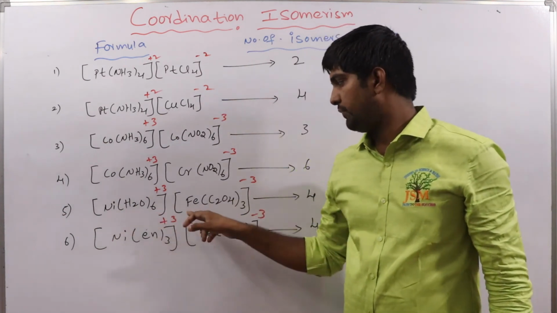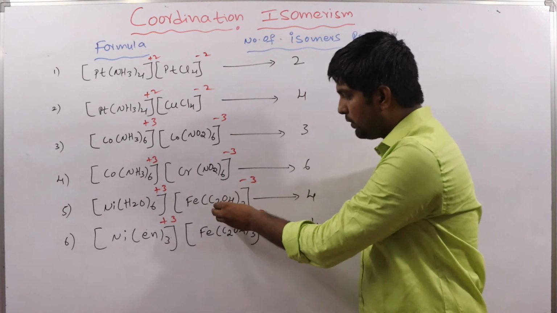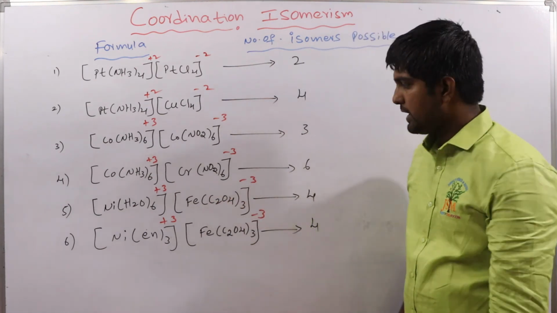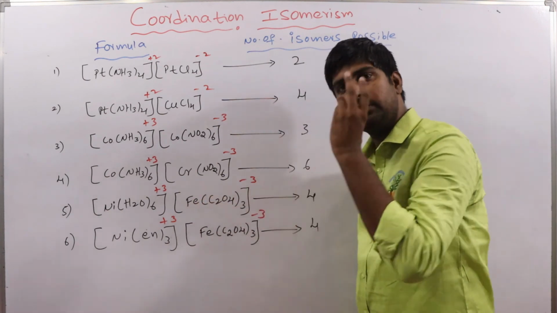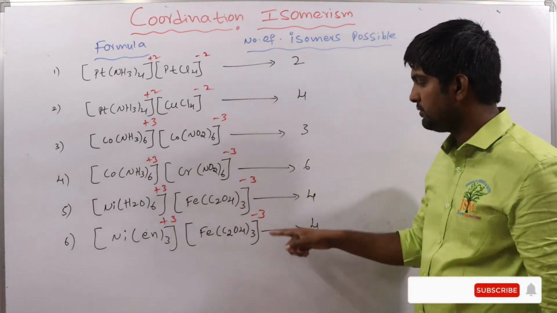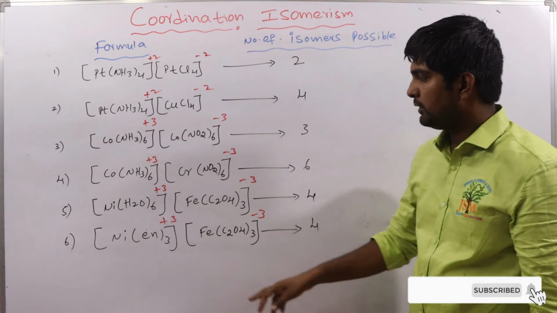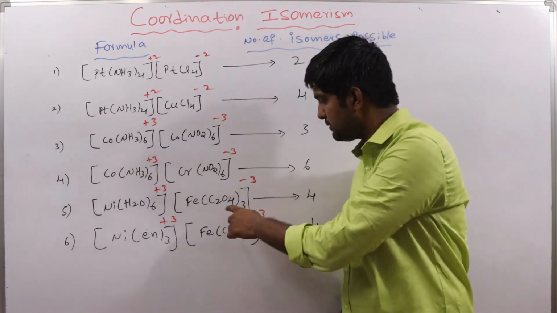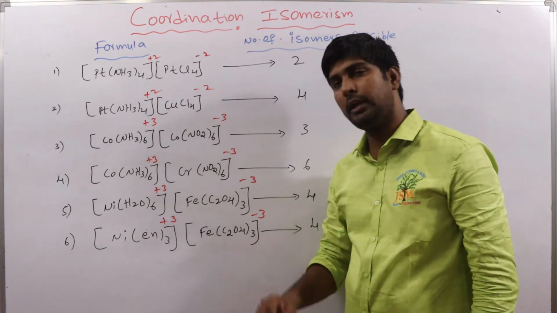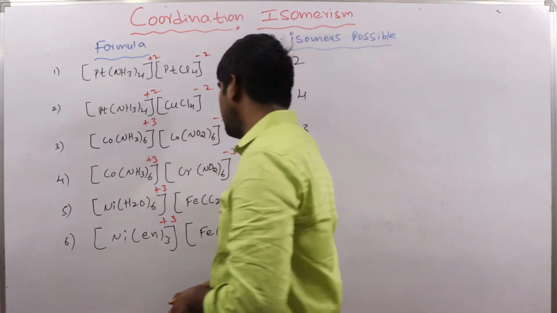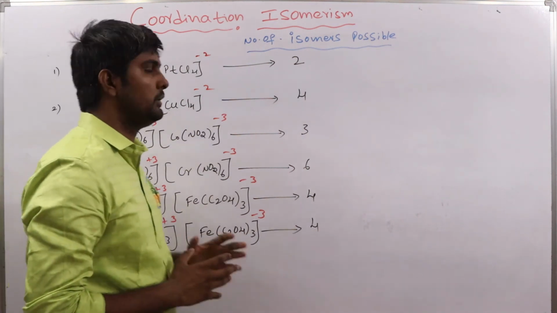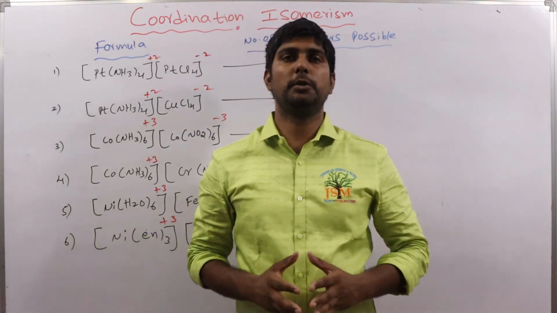Okay, see here two different metals and one coordination sphere has 3 bidentate ligands, or a metal is attached to the 3 bidentate ligands in these two cases. Okay, so that bidentate ligand may be neutral or negative. Okay, see this is bidentate negative, this is bidentate neutral. Whatever it may be, we are getting total 4 isomers. Okay, clear. So this is about the coordination isomerism, which is very important.